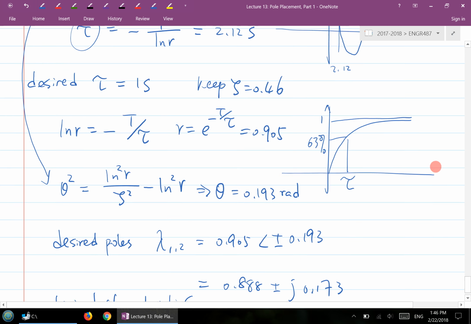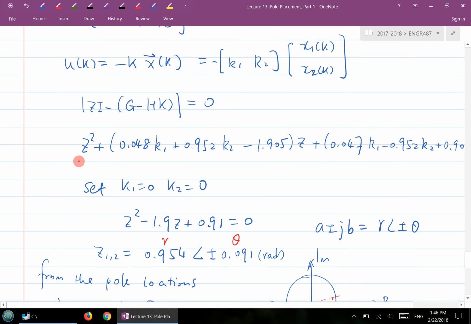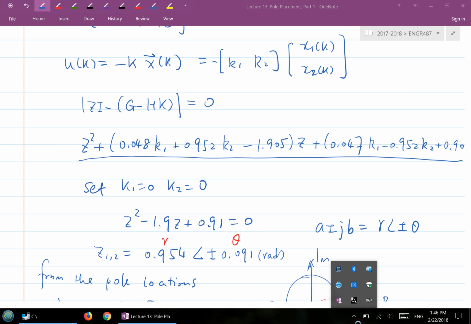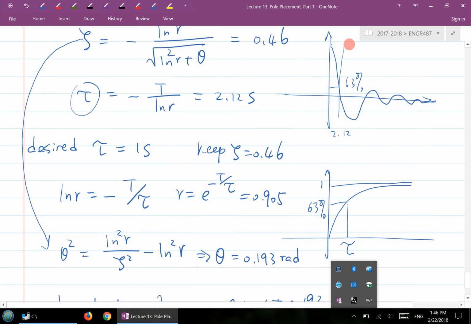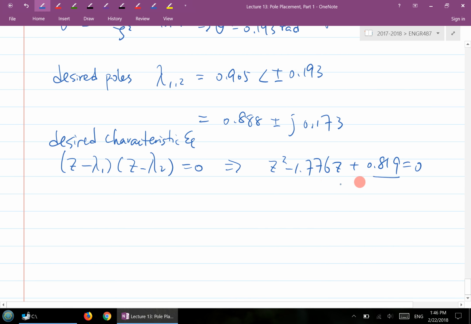And what is the original general characteristic equation? This is the general, the actual. So you need the actual to be the same as the desired. So you need the coefficients here to be the same as this and that. Then you can solve for K1 and K2. So you solve for K1 and end up with this much, and then this one ends up with this much. That's your calculated gains value.